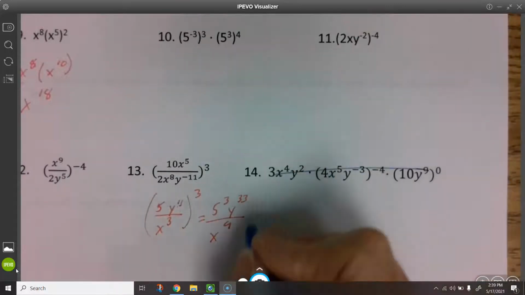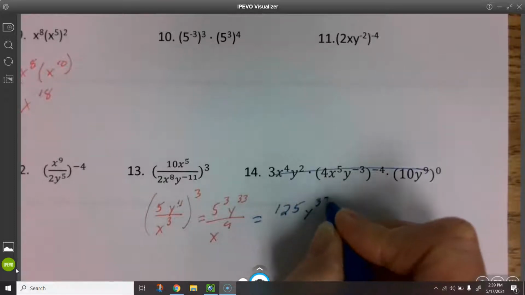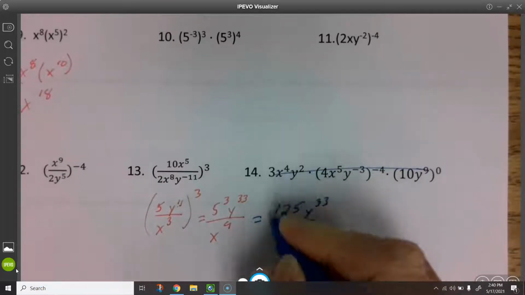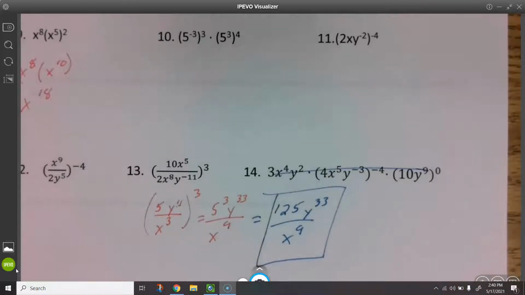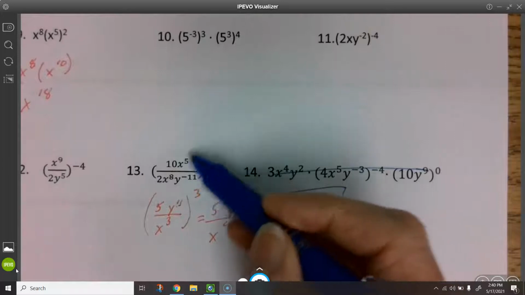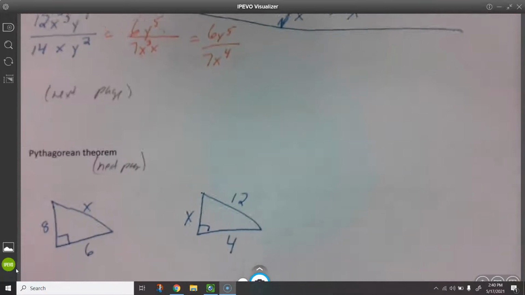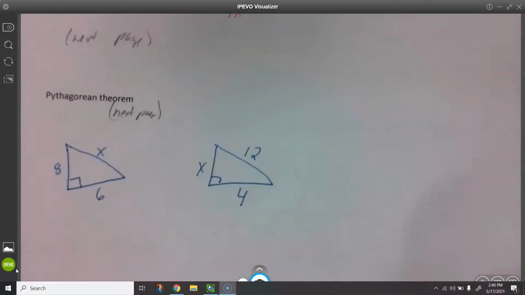We're not going to do this problem. So 5 to the third, that's 5 cubed, that's 125. Y to the 33 over x to the 9th. And that would be my answer. Okay? But I just kind of go through some of the rules. So watch those negative exponents. I could have taken everything to the power first if I wanted to. Okay, there's your brief review on exponents. You'll ask me more questions when you come across it.